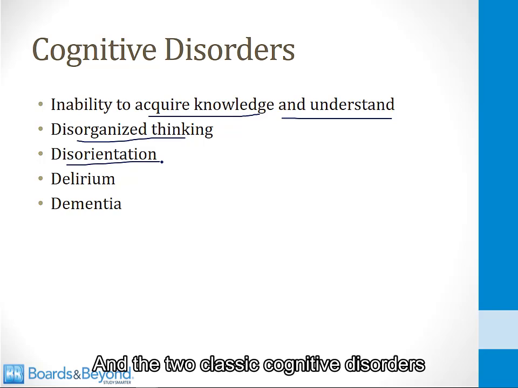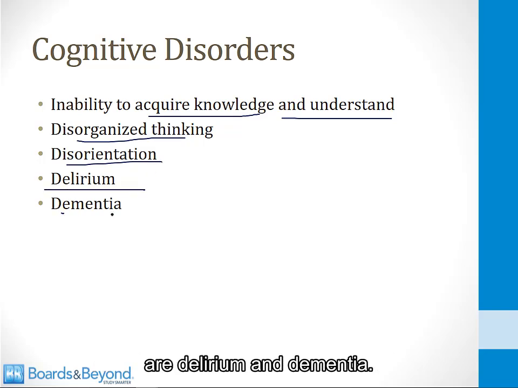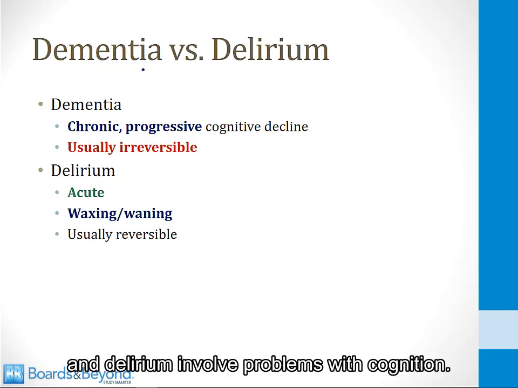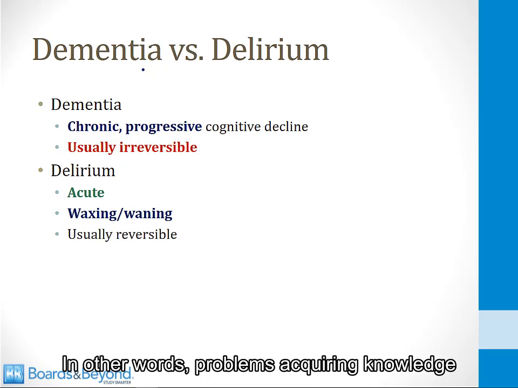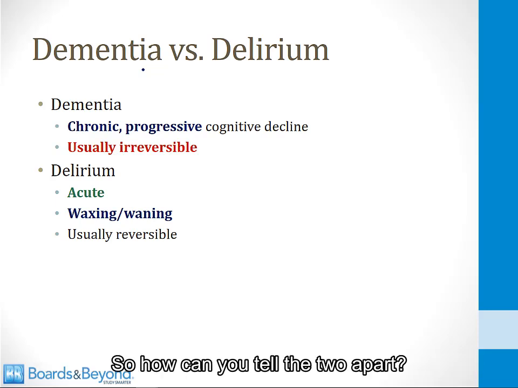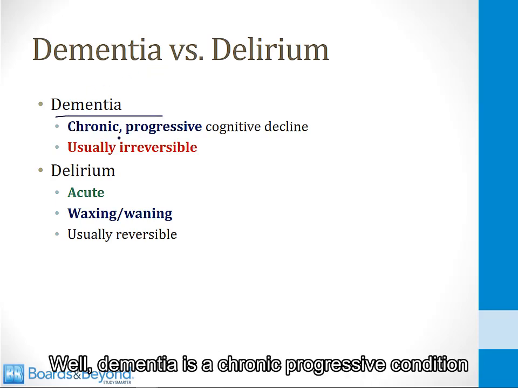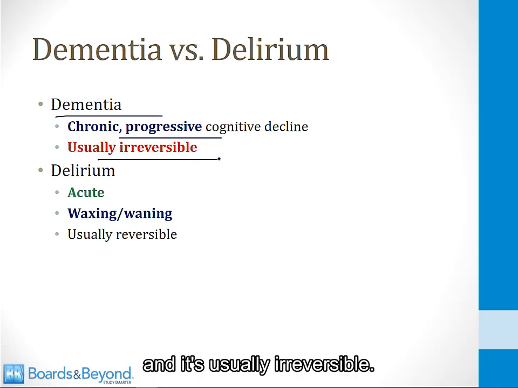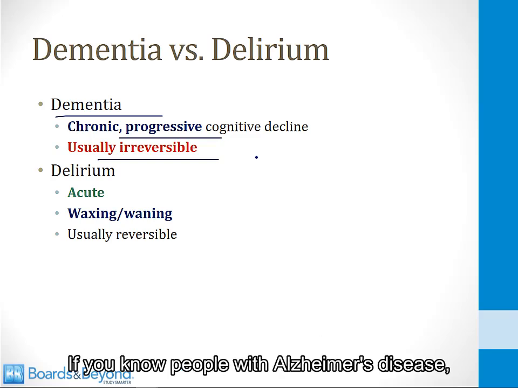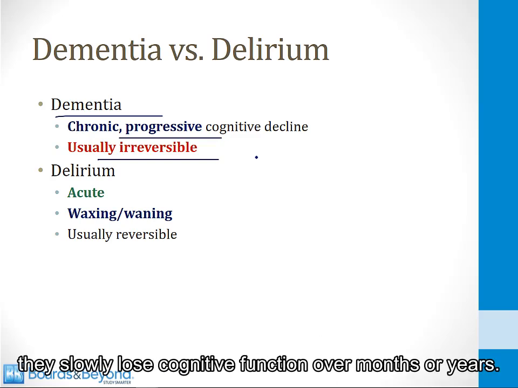And the two classic cognitive disorders are delirium and dementia. So both dementia and delirium involve problems with cognition. In other words, problems acquiring knowledge and understanding things and disorganized thinking. So how can you tell the two apart? Well, dementia is a chronic progressive condition, and it's usually irreversible. And the classic example of dementia is Alzheimer's disease. If you know people with Alzheimer's disease, they slowly lose cognitive function over months or years.